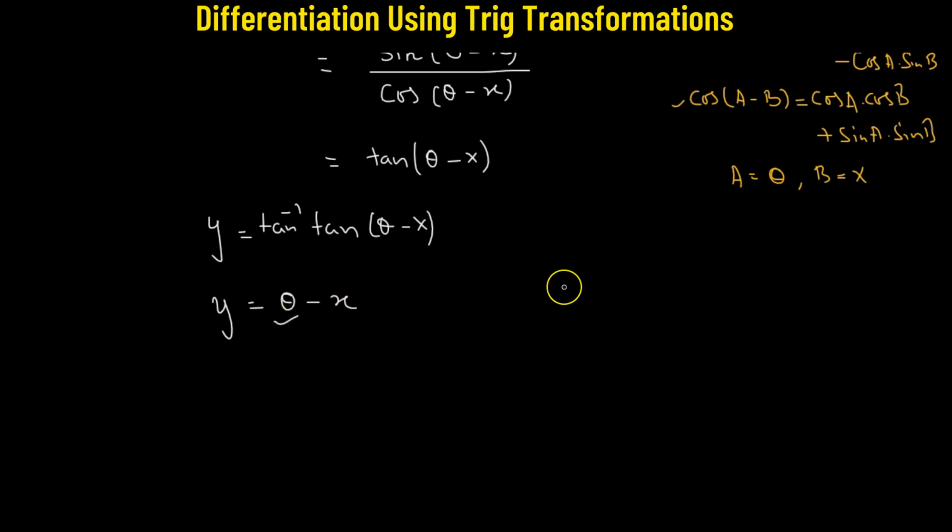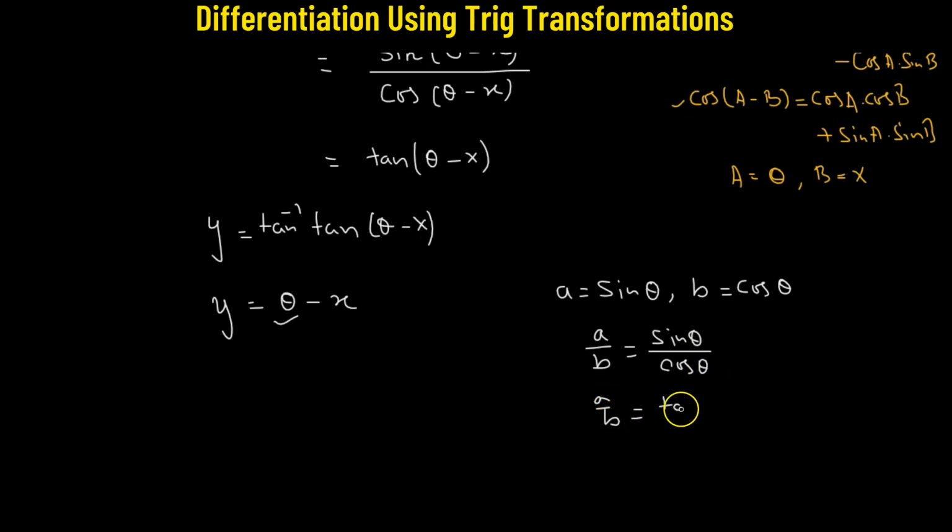We considered a to be equal to sine theta and b to be equal to cosine theta. So if we divide a by b, then this ratio is sine theta over cosine theta. So that means a over b is equal to tangent of theta. So if a over b equals tangent of theta, from here we can say that theta must be equal to the inverse tangent of a over b.